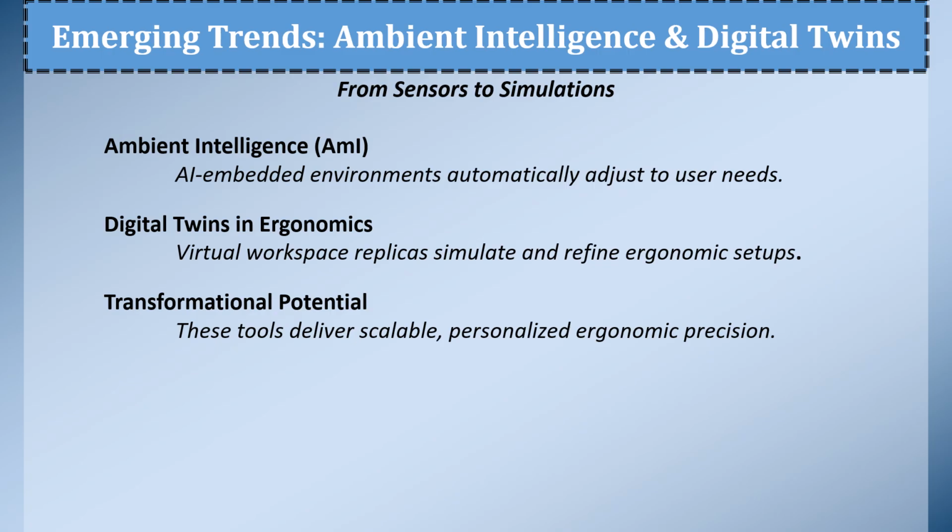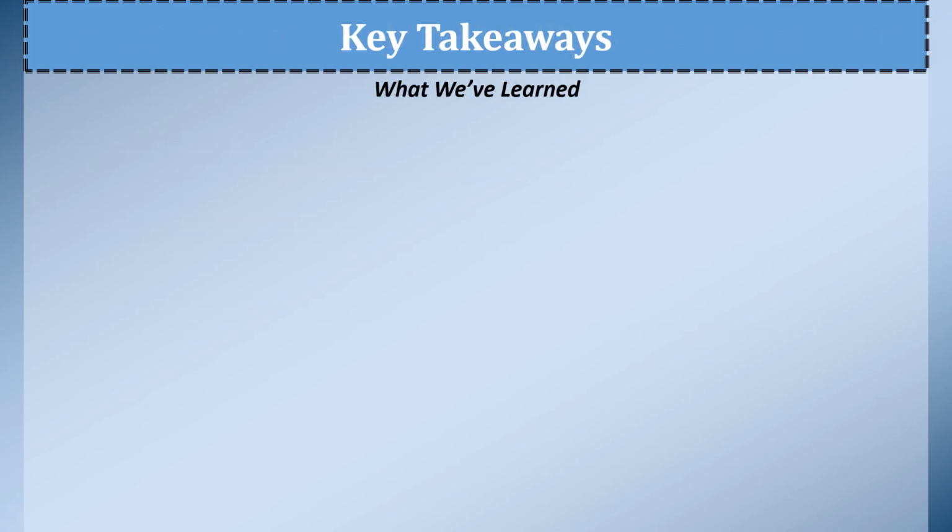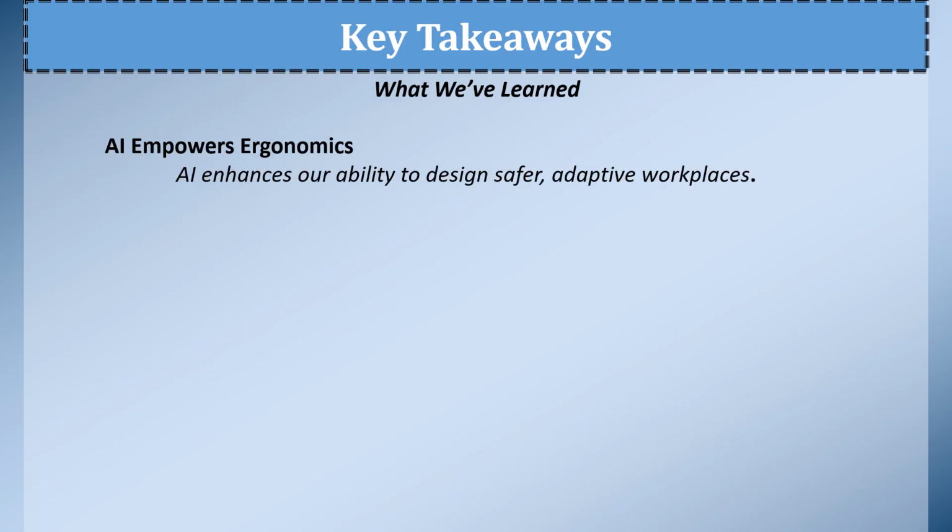Key takeaways, what we have learned. AI empowers ergonomics. AI enhances our ability to design safer, more responsive, and adaptive workplaces. It helps detect risk, predict needs, and personalize support at scale.